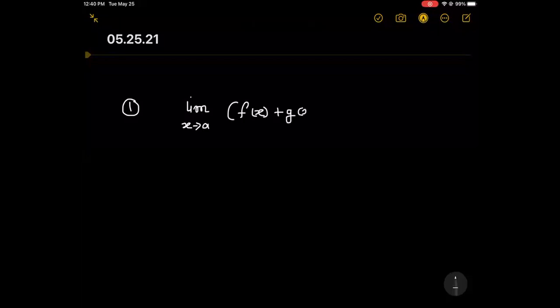So the first one says limit of two functions. Let me write it for you first. If you add two functions and get the limit, it's actually equal to this. That means find the limit of these functions and add those. Okay, now let's see the example.